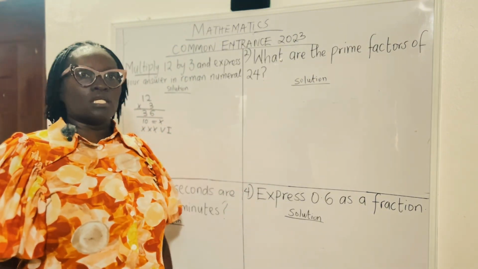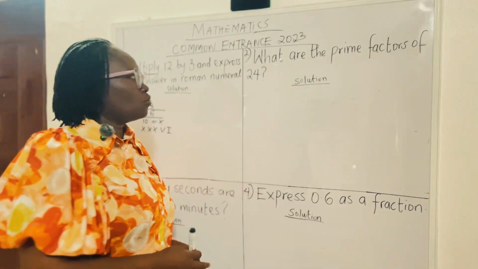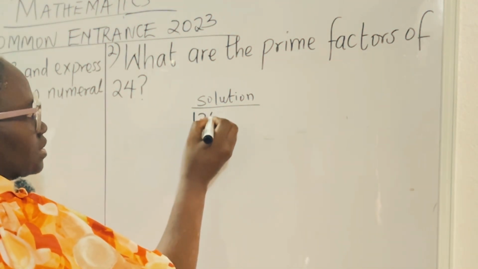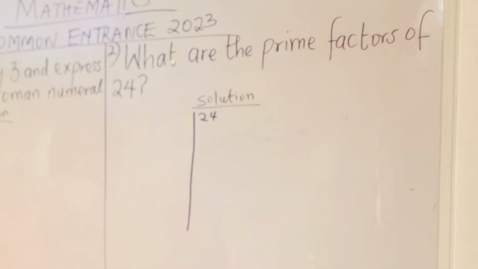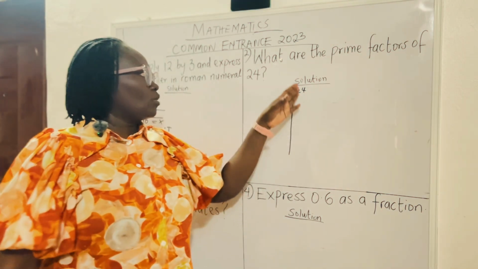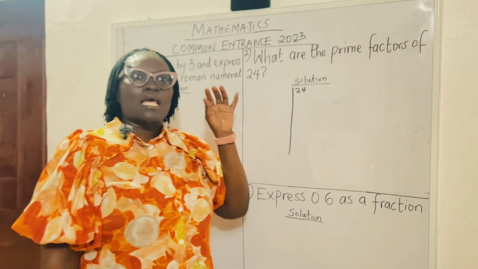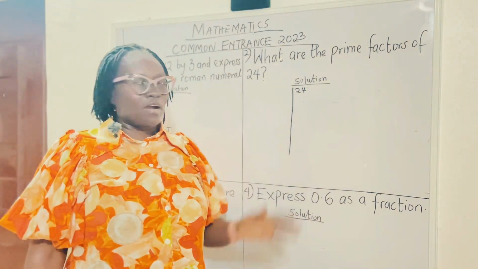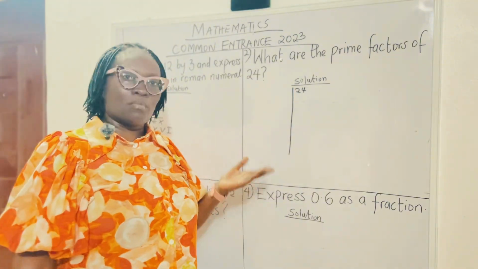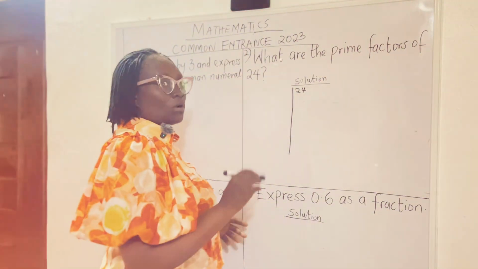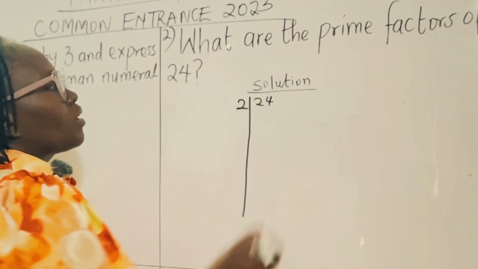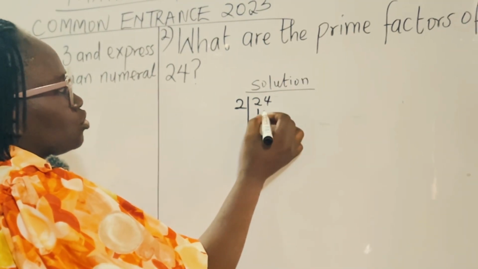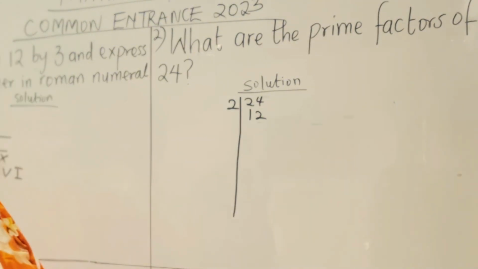So how do we find the prime factors of 24? Okay, so you are familiar with this already. We want to divide. So you draw your line. And what is the smallest factor that can divide 24? And it has to be a prime factor. That is 2. Remember, 1 is not a prime number. So we start with 2. 24 divided by 2 is 12.